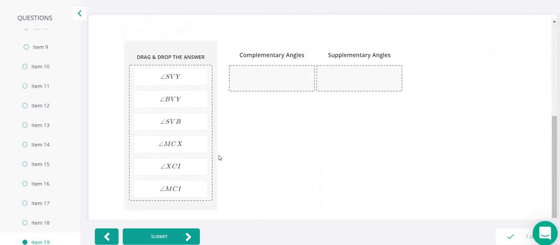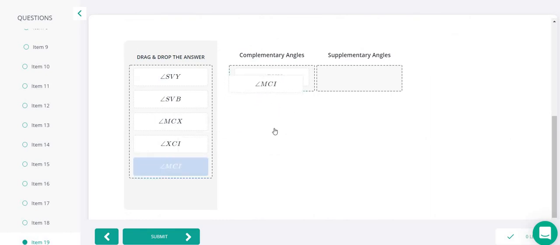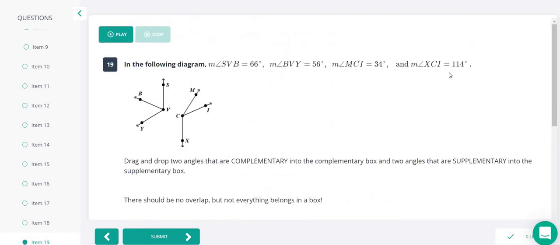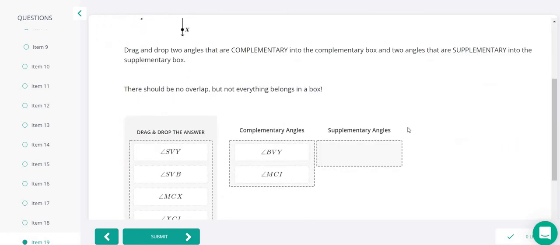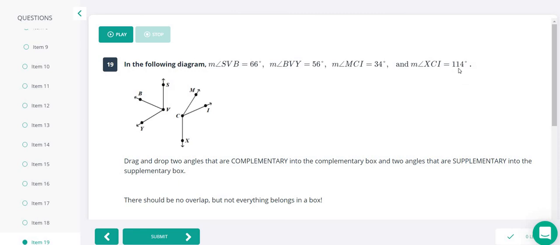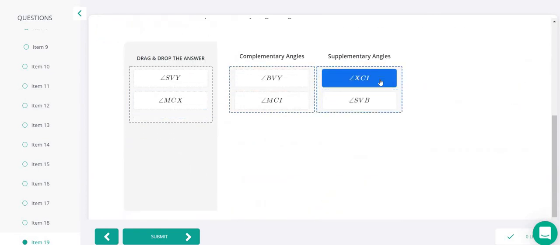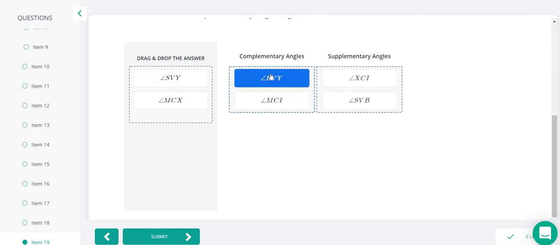So what does it say? B and C, BVY, and MCI. All right, so now which of these two equal 180? Obviously, we're going to have to use XCI because it's the biggest one. The rest won't even get there. So 180 minus 114 is 66. So SVB. These two angles together equal 180, so they're supplementary. These two together equal 90, so they are complementary.